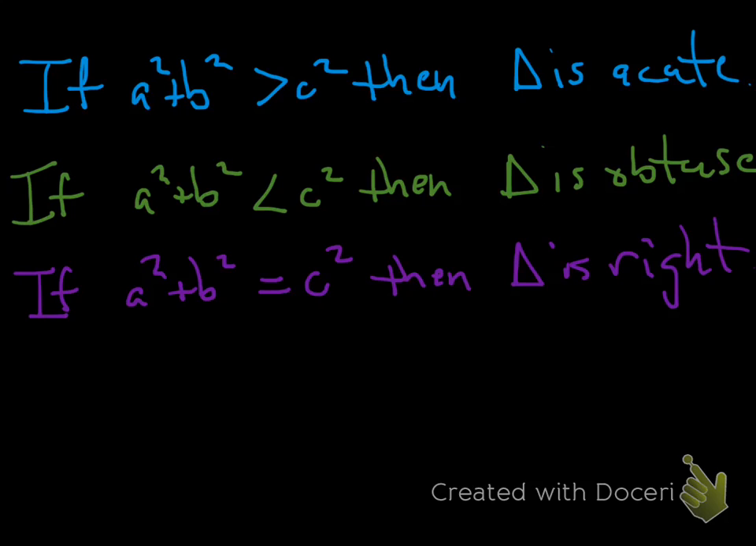Alright, so here are our good old if-then statements. If a squared plus b squared is greater than c squared, then the triangle is acute. If a squared plus b squared is less than c squared, then the triangle is obtuse. And of course, if a squared plus b squared is equal to c squared, then the triangle is right.